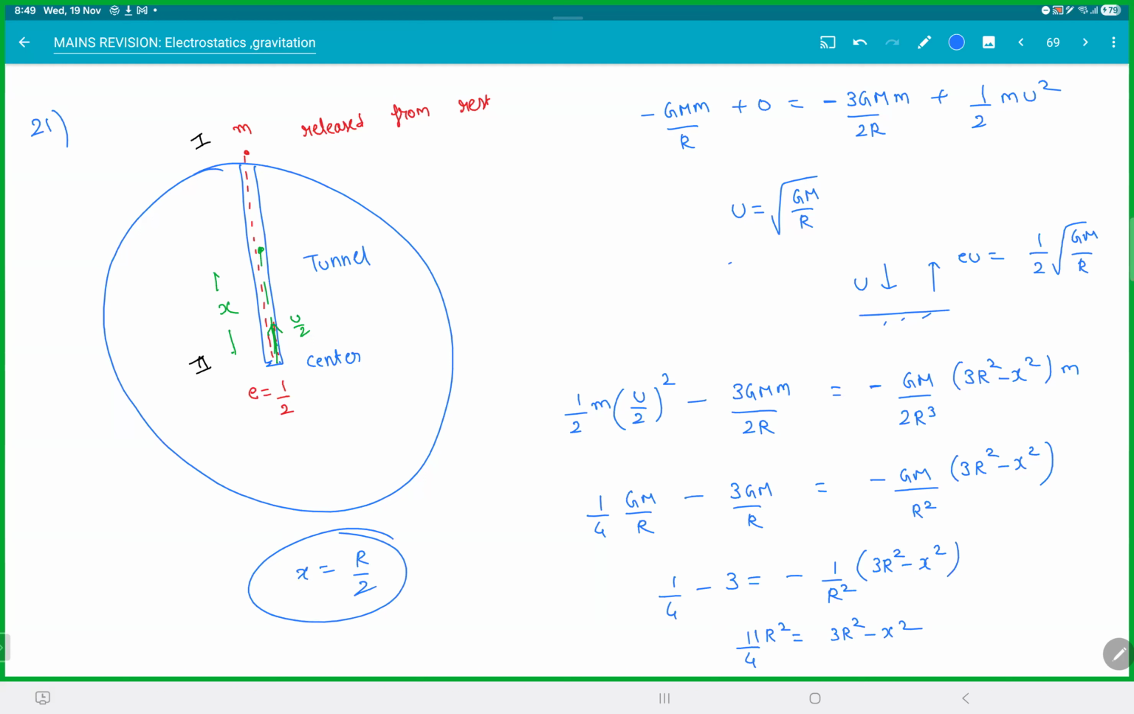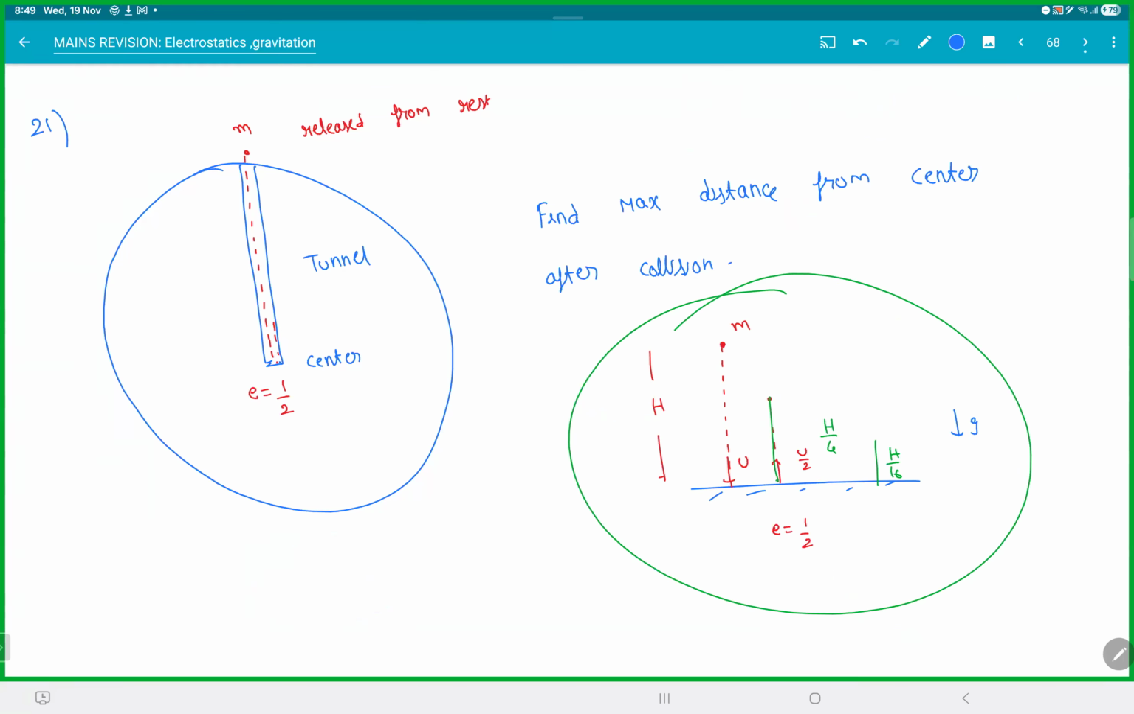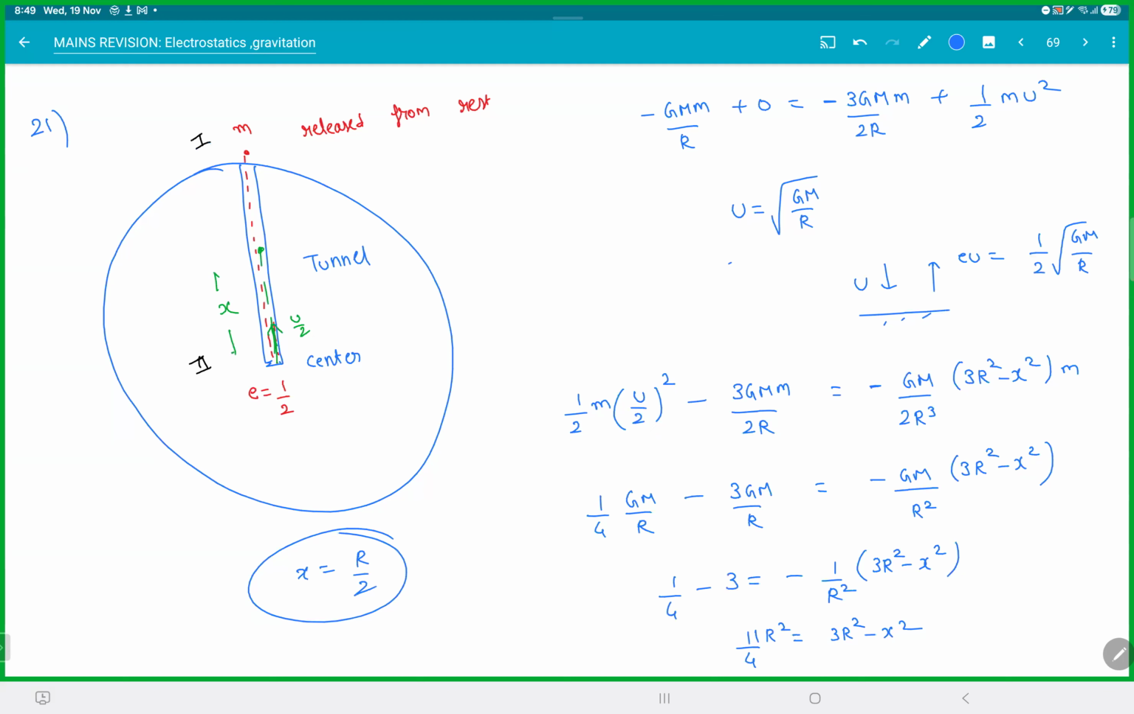It will go to half of the height. If you use that uniform gravity, the answer would have been R by 4. So be careful with that. You can't use the uniform gravity result. Clear? Collisions, gravitation, you can play around like this. Little lengthy, but check your calculations.